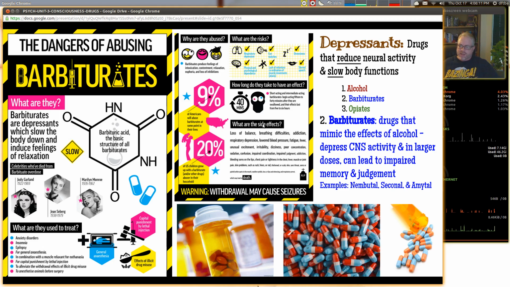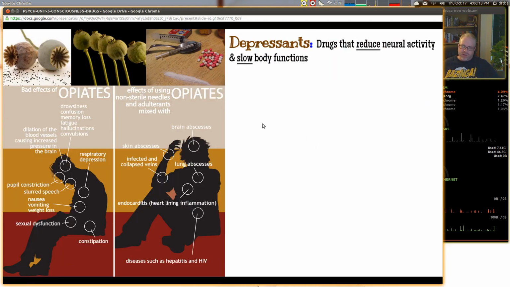Nembutal, Seconal and Amytal. So those "-tal" endings are usually going to tip you off that those are drugs that might be barbiturates. Depressants, again, they slow your neural activity. And we've got alcohol, barbiturates, and opiates. For our test in class and for our purposes, I would definitely know how to classify these drugs.